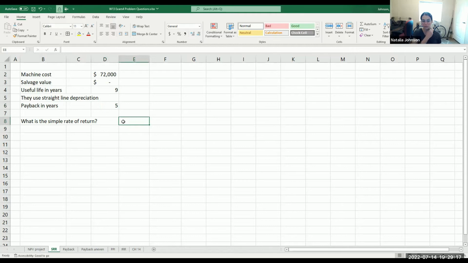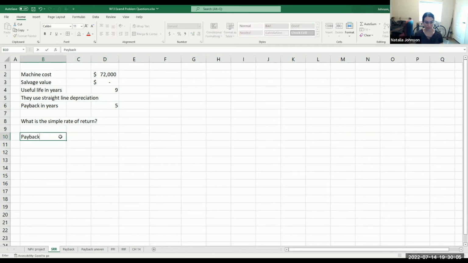Who can tell me the formula for simple rate of return? That's the annual incremental net operating income divided by the initial investment. Awesome. But we don't have net operating income. We do have the initial investment. They don't give you the cash flow either, because then you could subtract depreciation to find net operating income. So if you find a question like this that seems kind of impossible, just look at what they're giving you. They're giving you payback in years. You can see the formula of payback period, and then see if you can get any information from that.